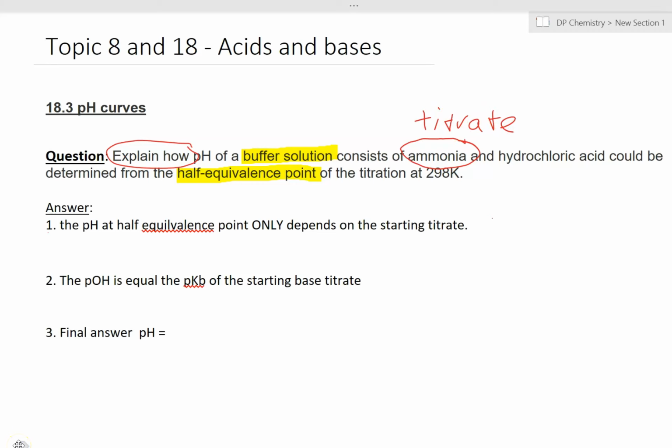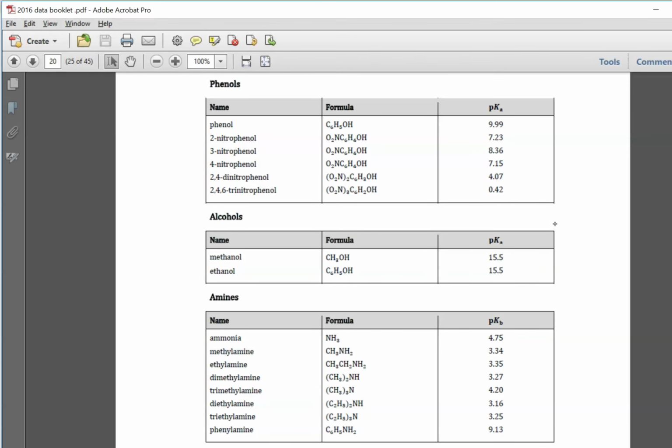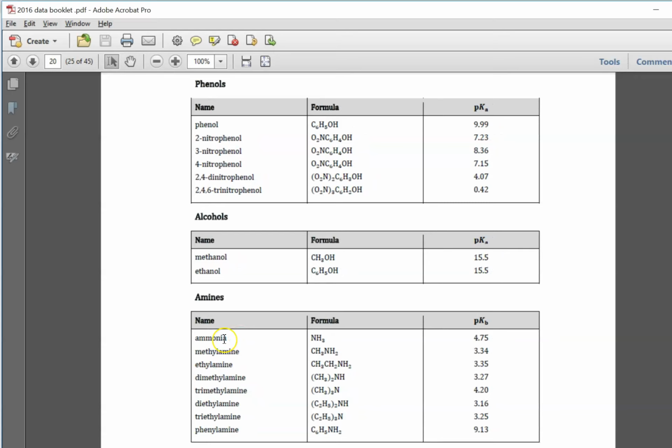The answer can be written in bullet points. The pH at half-equivalence point only depends on the starting titrate. The titrate here is ammonia, which is a weak base. pKb from section 21 of the data booklet is, let's see, 4.75.